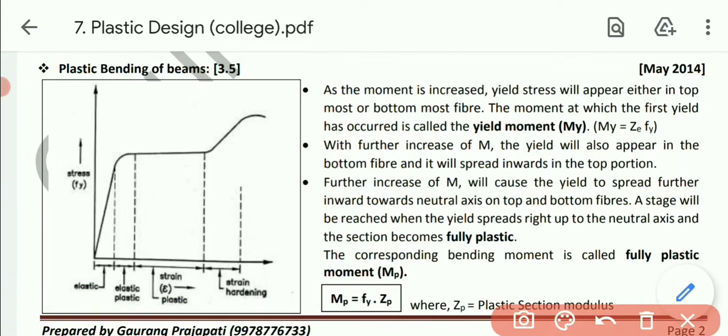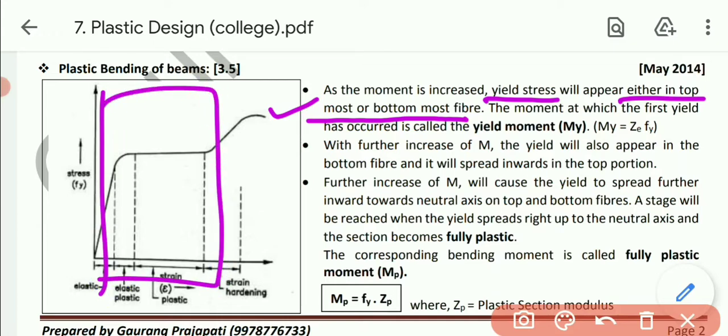Okay, so now let's discuss the plastic moment. See, first one, as the moment is increased, the yield stress will appear either in the topmost or bottommost fiber. Say for example, it's some member, say a beam.